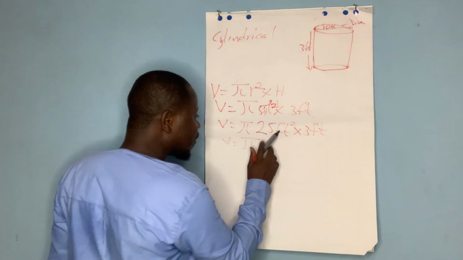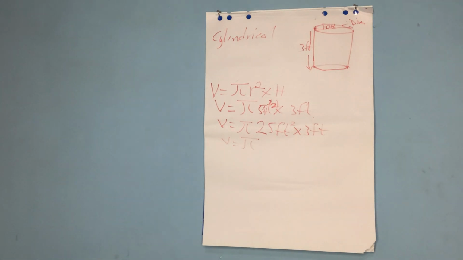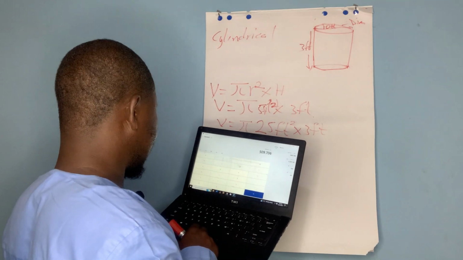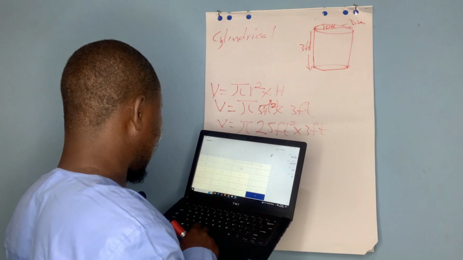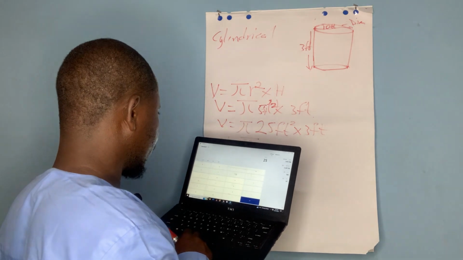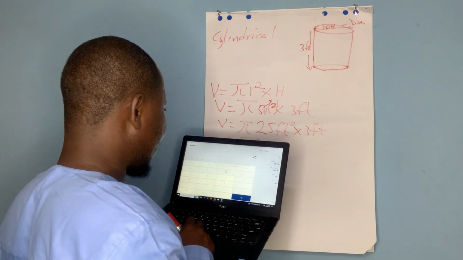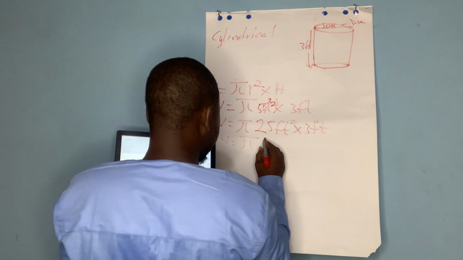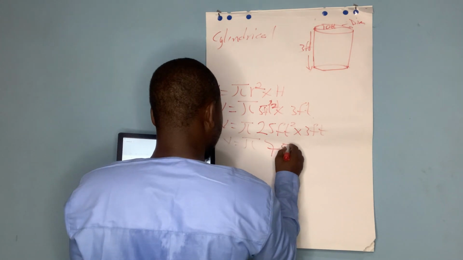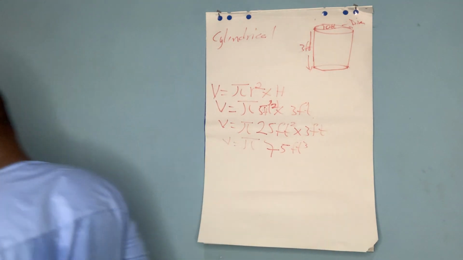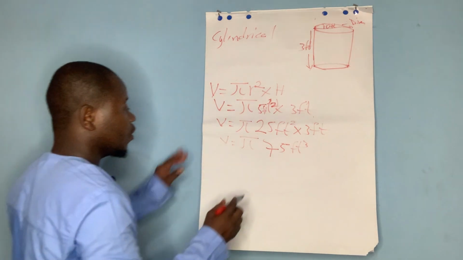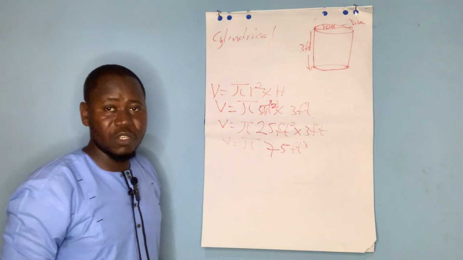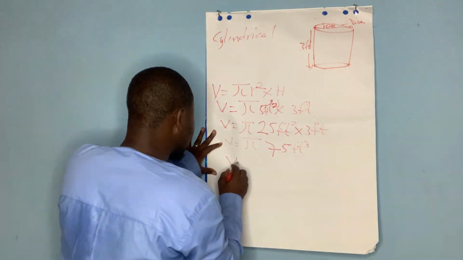Now 25 times 3. So let's calculate together. So let me clear this. 25 times 3, we have 75 cube. It is now cube because ft square times ft. So these are now 3 ft. So that's the cube.